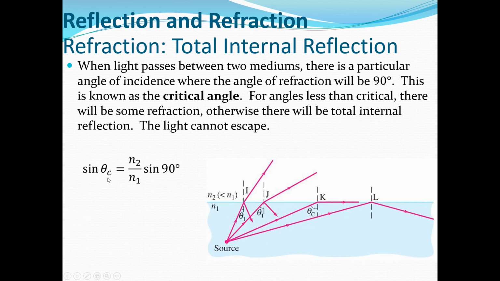So here, this is how you can find what the critical angle is. You basically use Snell's law and set the other angle equal to 90 degrees. So you can write it like this, but this is just using Snell's law.